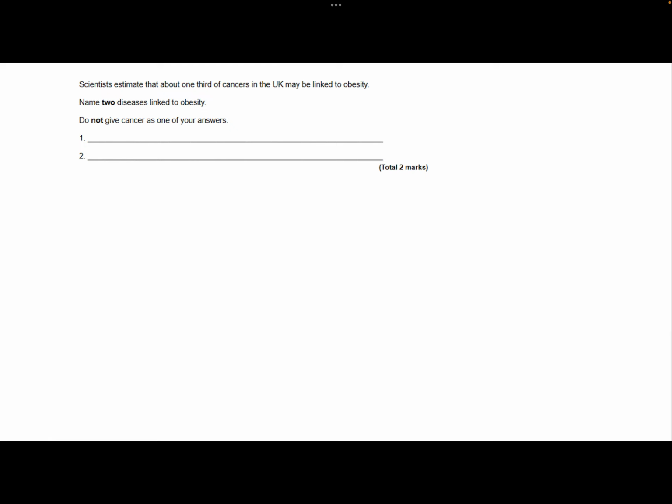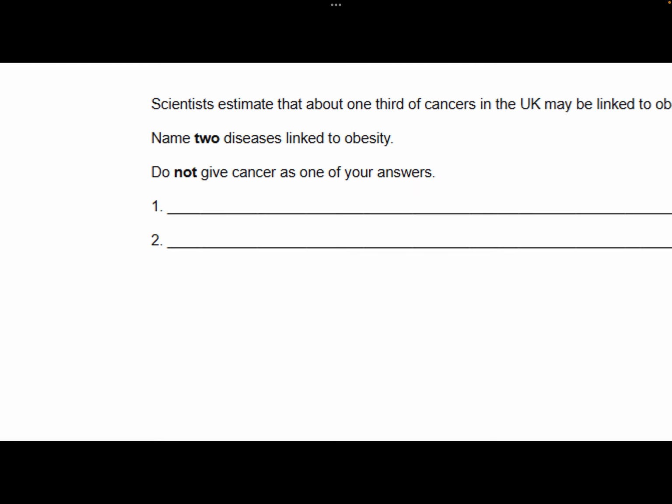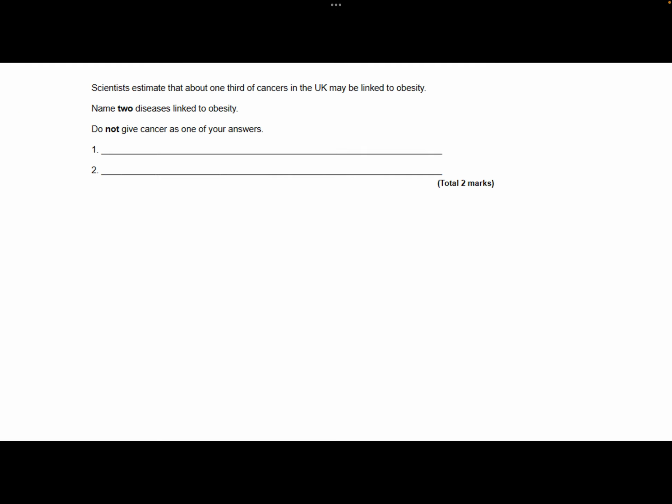Now, scientists estimate that about 1/3 of cancers in the UK may be linked to obesity. Name 2 diseases linked to obesity. Do not give cancer as one of your answers. So you can have arthritis. So that's where you have pain in your joints.